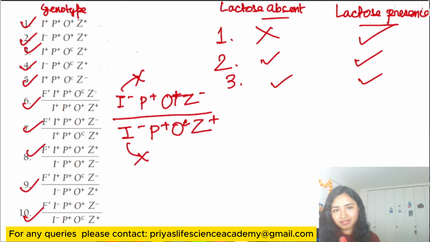Most of the mutations are associated with the inhibitor. So this is the wild type inhibitor. These are the mutated inhibitors. Okay, so what is the difference? I want you to do a very quick revision: I plus produces active repressor. I minus produces inactive repressor, where the operator binding site is mutated.